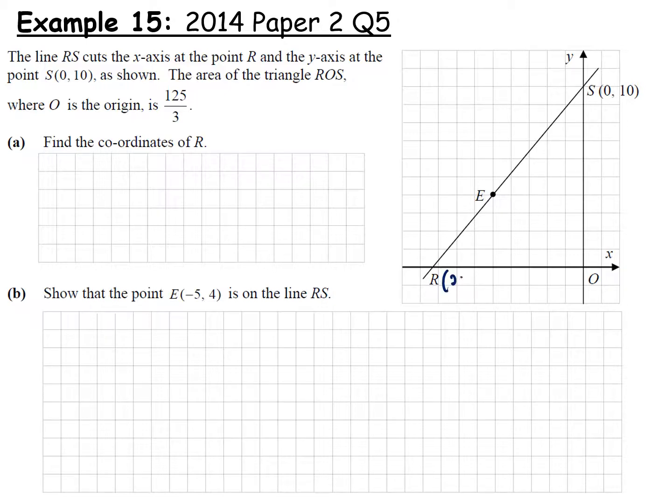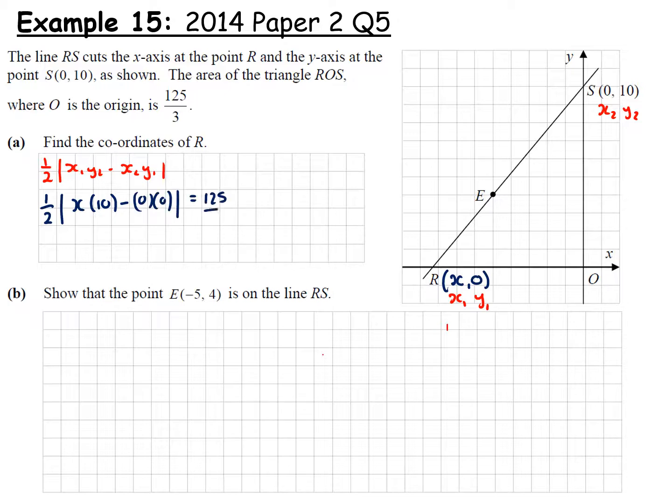So the R here has an x coordinate, but no y coordinate because it's on the x-axis. So we can label this x1, y1, x2, y2. Area of a triangle formula is a half the absolute value of x1 y2 minus x2 y1. So that formula is given towards the end of page 18 of your log table, so this is a half, x1 is x times 10 minus 0 times 0, and that is equal to 125 over 3.